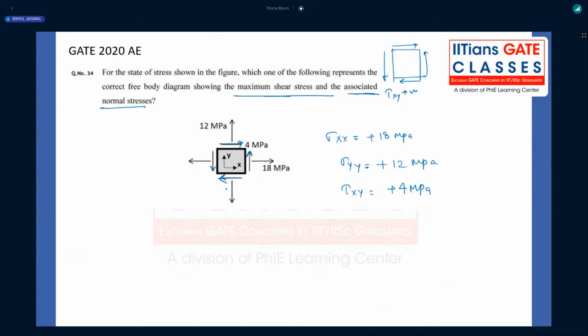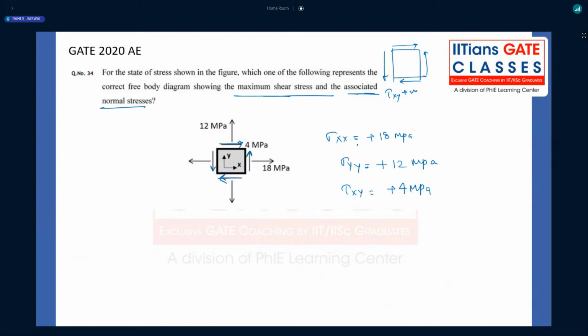Getting my point now. So this tau xy will be what? 4 megapascal, that is positive. Now they want to calculate this plane, this particular plane will be tilted at some angle to find the maximum in-plane shear stress and associated normal stress. Let's see about that. So we know this one.